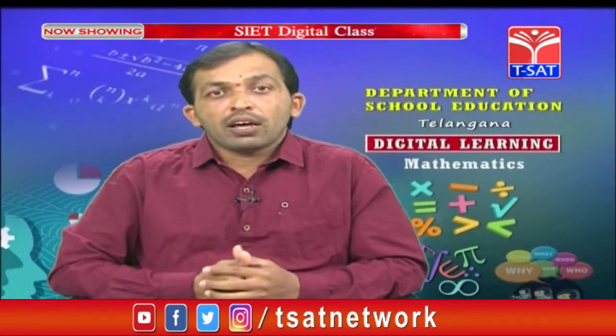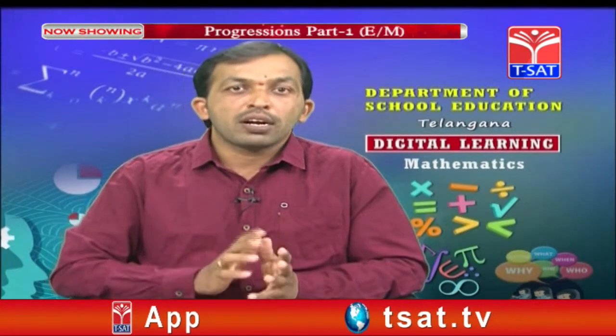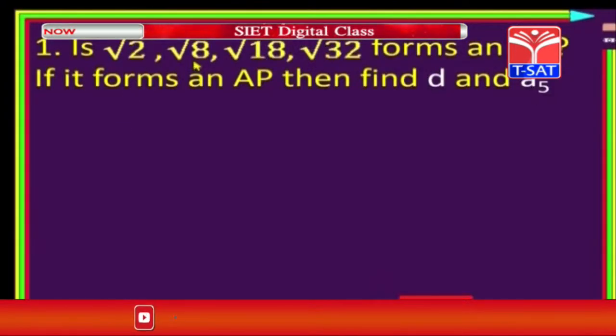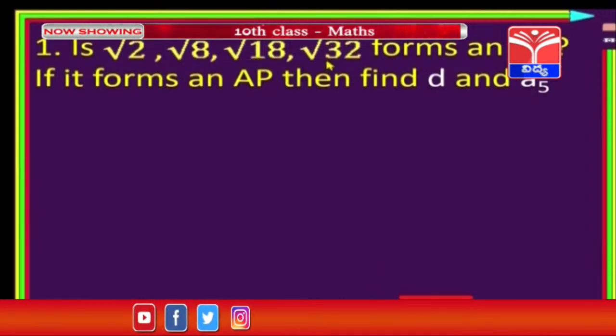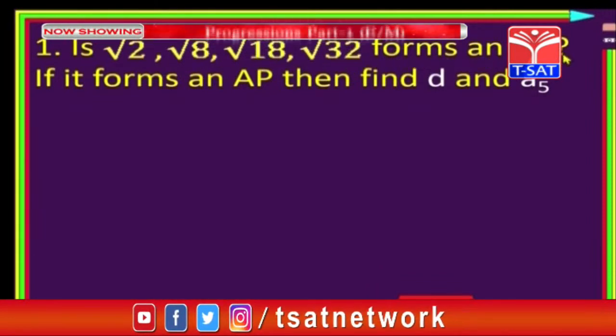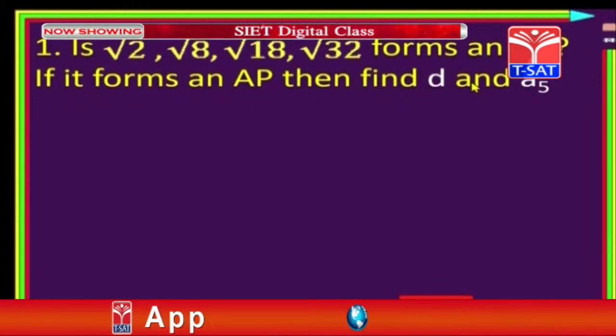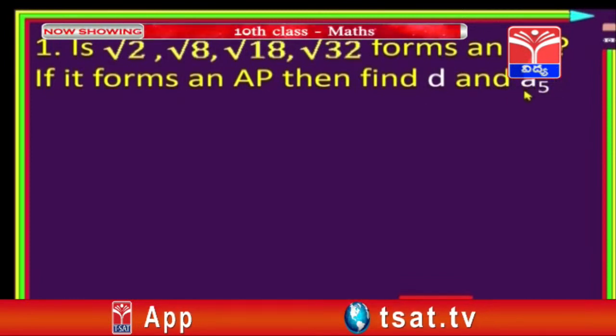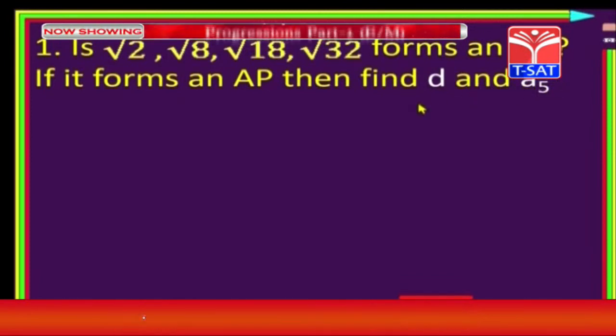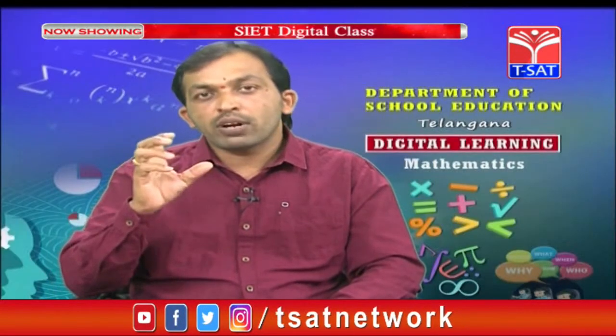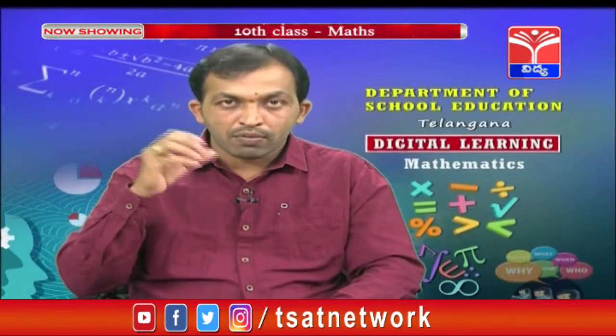Now we have knowledge of the nth term, right? So we will solve some problems based on the nth term of AP formula. This is the first problem. Do root 2, root 8, root 18, root 32 form an AP? If it forms an AP, then find the value of d and the value of a5. a5 is nothing but the fifth term. Students, when we have a problem, we have to read it carefully, write the given data and the related formula, and then we can solve the problem easily.